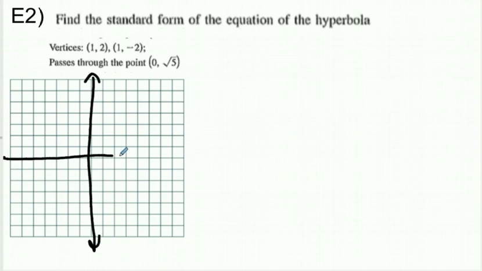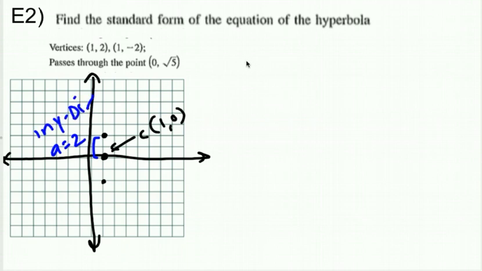Let's plot what we know. All right, so vertices are (1, 2) and (1, -2). So again, I can spot that center, right? The center has to be at (1, 0). And I know that my a is 2 in the y direction. Okay, so this gives me enough information to do some stuff.